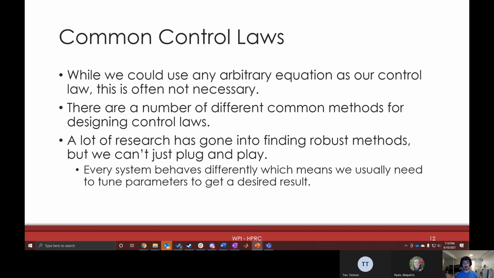So just to start off, there's quite a few common control laws. You could use any arbitrary equation, design your own, but often this isn't necessary. There are a lot of different methods for designing control laws, and there's a lot of research in the field that goes into figuring out robust methods, but you don't just plug it in and then you're good to go. Otherwise, this workshop would be a lot shorter. Every system behaves differently, which means you need to tune your parameters to get a desired result.